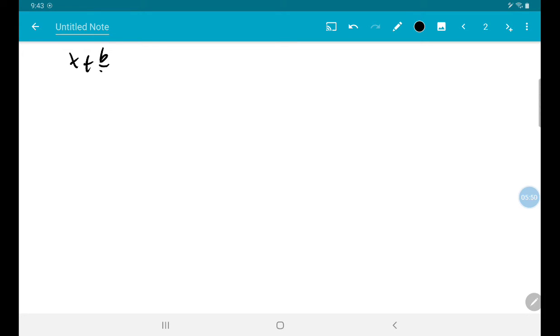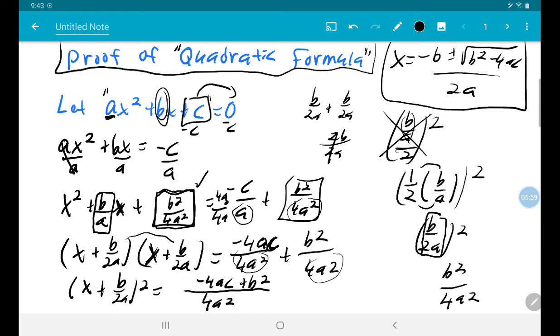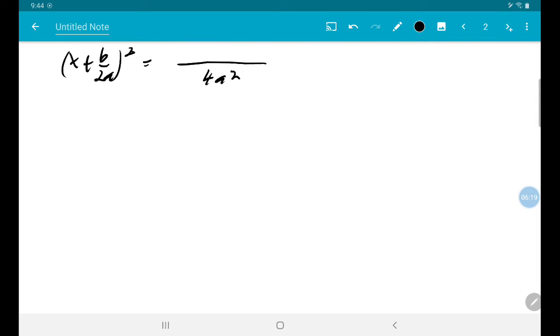x plus b over 2a quantity squared is equal to, and I want to rewrite this a little differently. Instead of saying negative 4ac plus b squared, I'm going to use the commutative property of addition, which basically says if I take a plus b or b plus a, or 6 plus 5 and 5 plus 6, the order you do it doesn't matter. So instead of negative 4ac plus b squared, I can really say that's b squared minus 4ac. So you should start to see this looking a little bit more like the quadratic formula now.